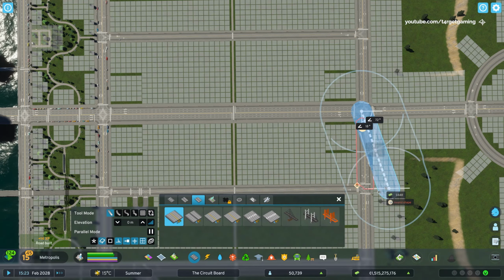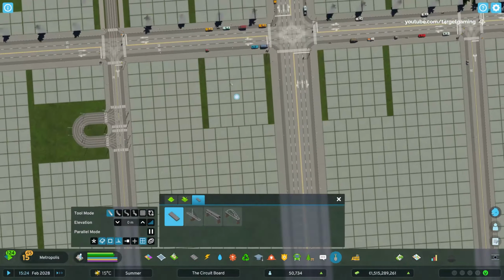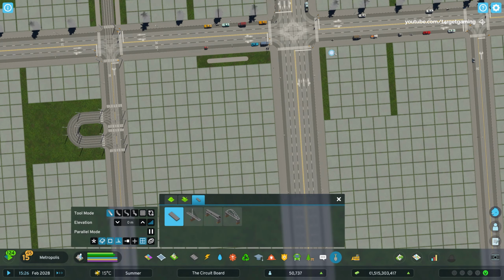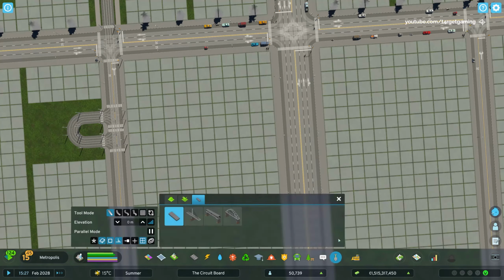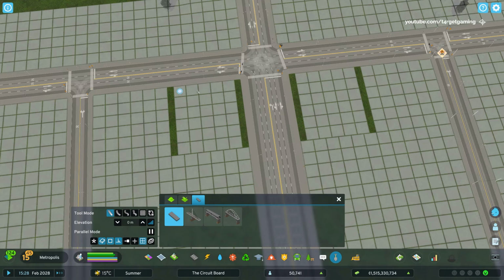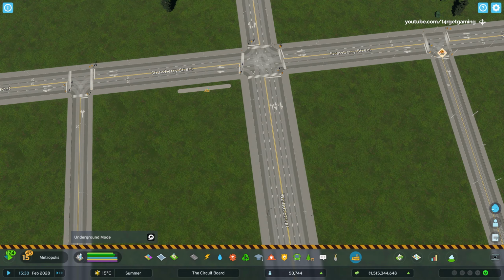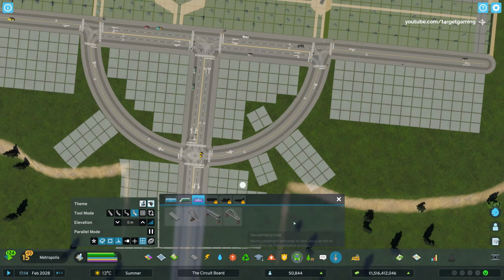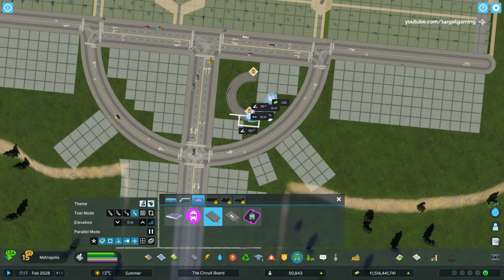Quick tip: if you're in this situation where you have two crossing roads and the zoning blocks don't quite line up with the road you want them to, you can simply use a pathway to remove zoning on the unwanted street and then delete it right after.